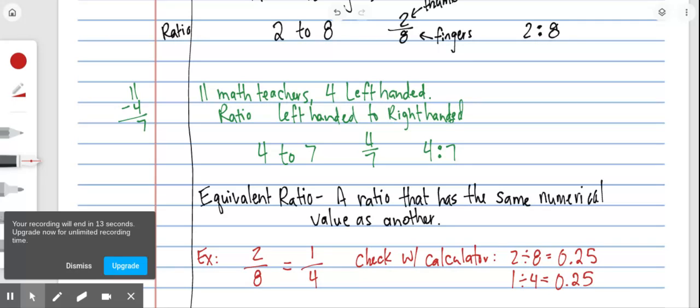Okay, another way to check is, I know that I can get from 2 to 1 by dividing by 2. And I know that I can get from 8 to 4 by dividing by 2. And since I divided by the same number on the top and the bottom, they're equivalent ratios.